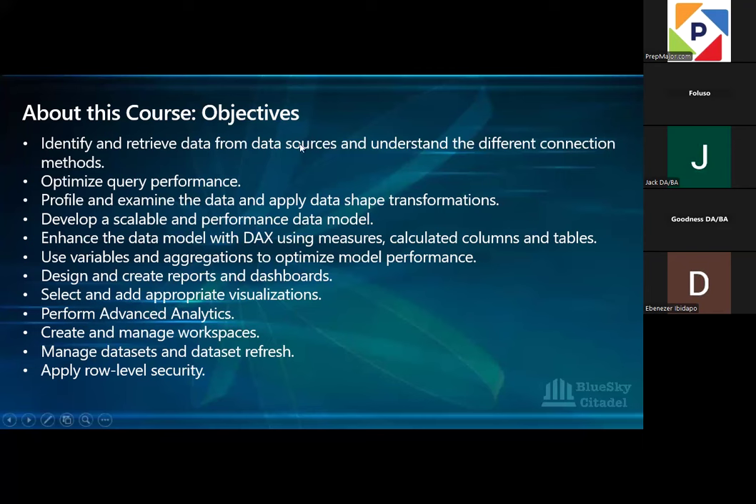So next, profile and examine the data and apply data shape transformation. When you are profiling and examining your data, you are inspecting the data. This is one of the major difficult jobs you will do as a data analyst. You must inspect your data to make sure it conforms with the request of the organization. Okay? When we progress, you will see that. Here, you only see the summary of it. You just have to profile your data.